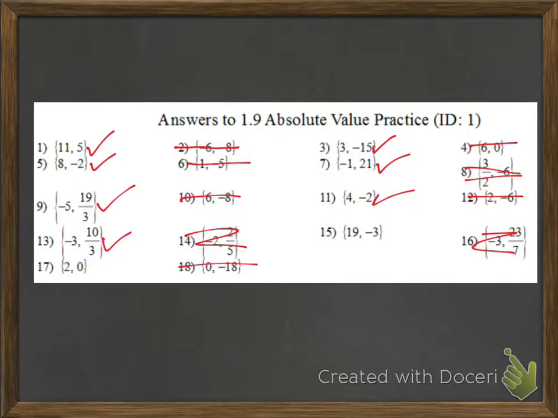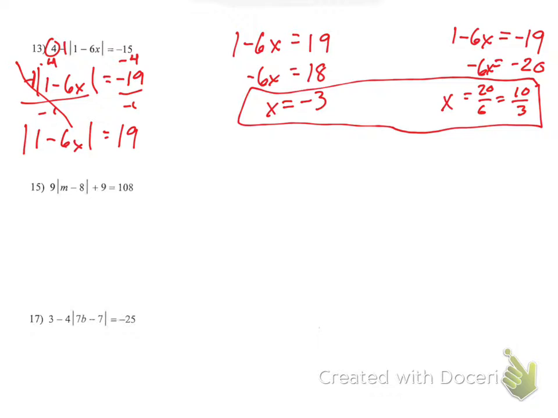Perfect. All right, 15. So I want to get rid of the 9 first. So I have to subtract 9. So I'm going to have 9 times m minus 8. That's going to be equal to 99. Then I need to divide each side by 9. Divide by 9. So that I'll have m minus 8. The absolute value of that is equal to 11.